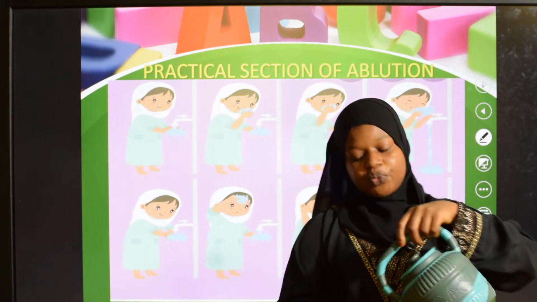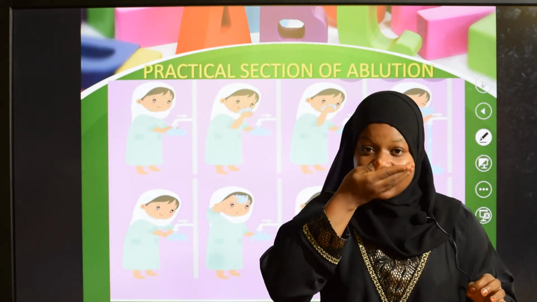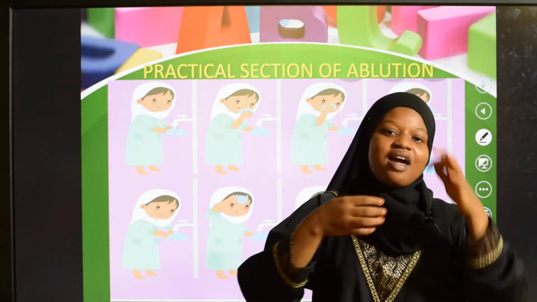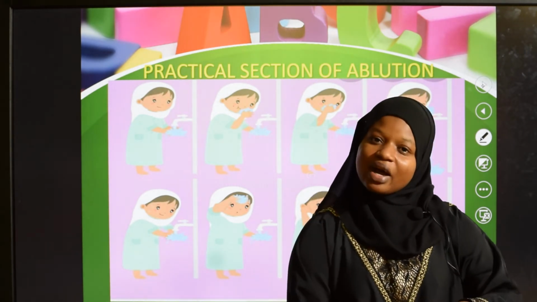After that, you pour the water in your right hand. Use your right hand to inhale water in your nose, and then use your left hand to exhale it. You inhale, exhale. So you do this how many times? 3 times too. Then you pour another water.